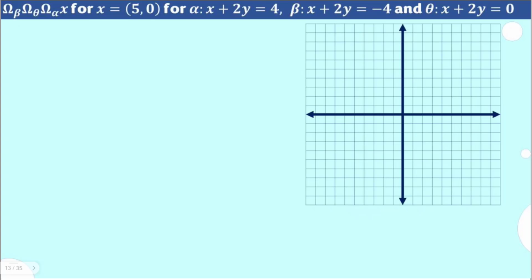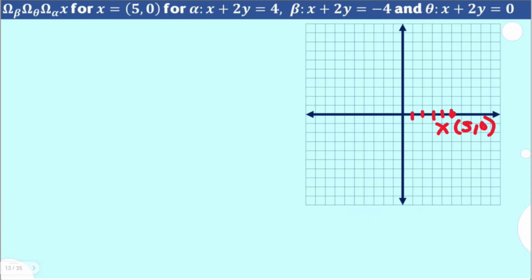For this video, we are tasked to identify the three reflections of our point x, which is (5, 0), along the lines alpha, beta, and theta here. Now, to do this, let us try to plot the point first on our Cartesian plane. Considering that all grids are 1, our x is at 5: 1, 2, 3, 4, 5, and 0. This is our x, (5, 0).